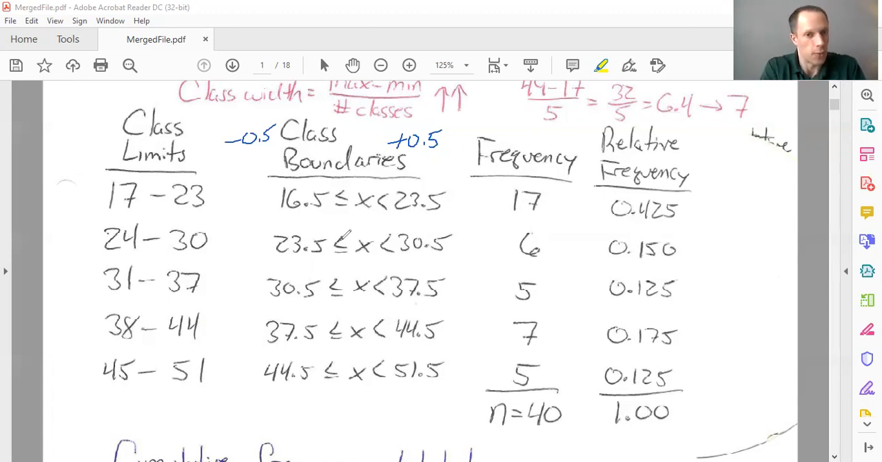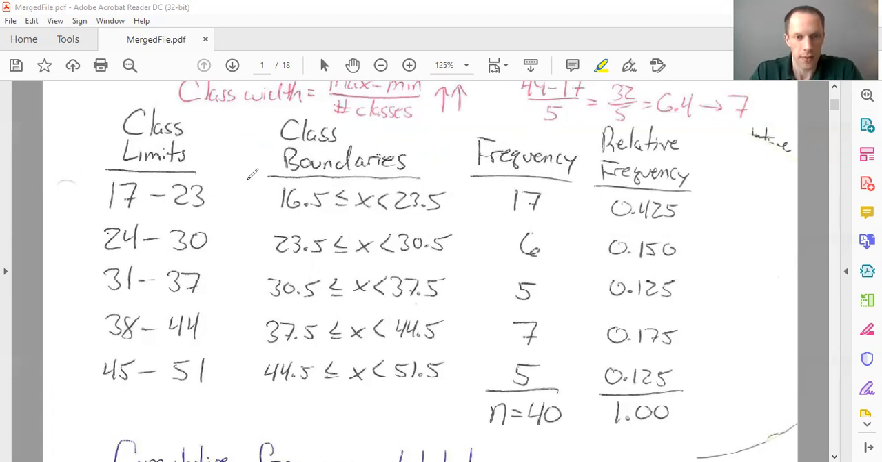That class would go from 23.5 all the way up to 30.49999. As soon as you get to 30.5, you would bump down to the third class. So now there's no gaps, now there's no overlap. So these boundaries are more like the final form of our classes.